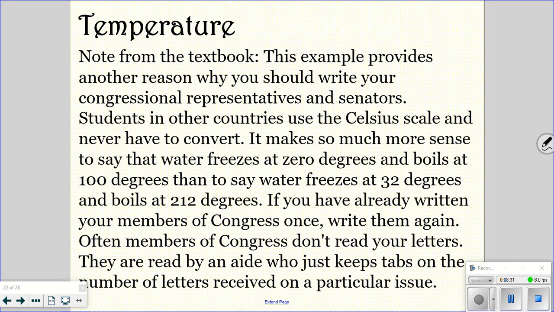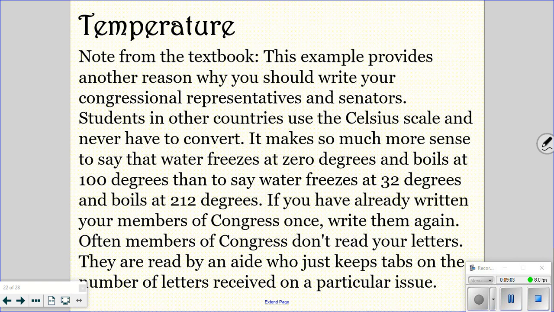From the textbook, this example provides another reason why you should write your congressional representatives and senators. Students in other countries use a Celsius scale and never have to convert. It makes so much more sense to say that water freezes at 0 degrees and boils at 100 than to say that water freezes at 32 degrees and boils at 212 degrees. If you have already written your members of Congress once, write them again. Often members of Congress don't read your letters. They are read by an aide who just keeps tabs on the number of letters received on a particular issue.